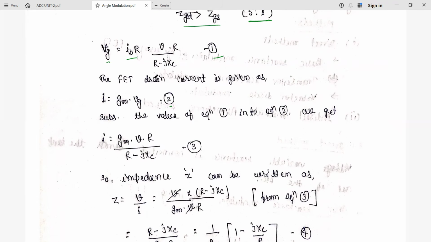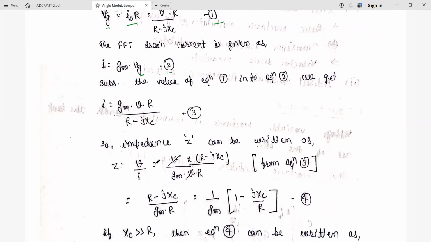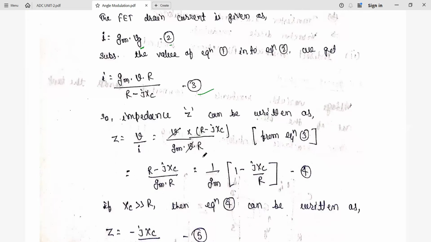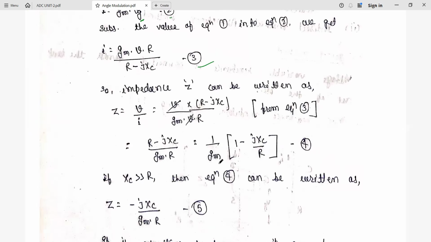So in place of VG here, this V into R upon R minus jXC is substituted. Already you know the definition of impedance is V upon I. Now we have both V and I values, so V upon I from equation 3. Finally V gets cancelled, and we have R minus jXC upon gm into R. Here 1 by gm is taken as common, so we have 1 minus jXC by R.